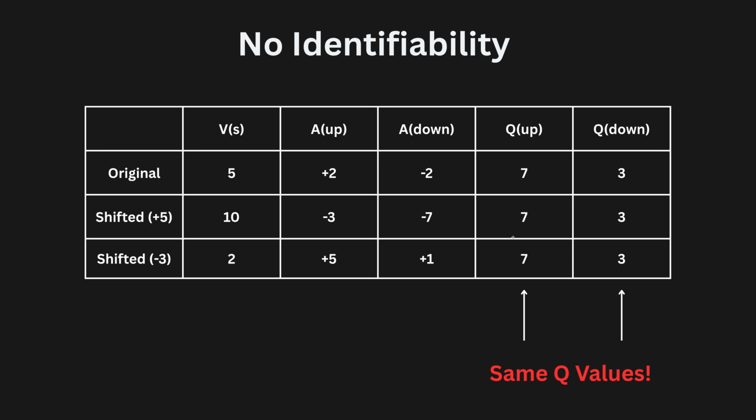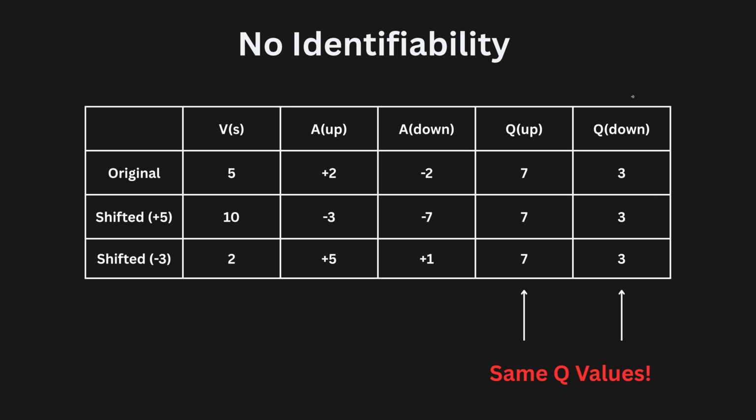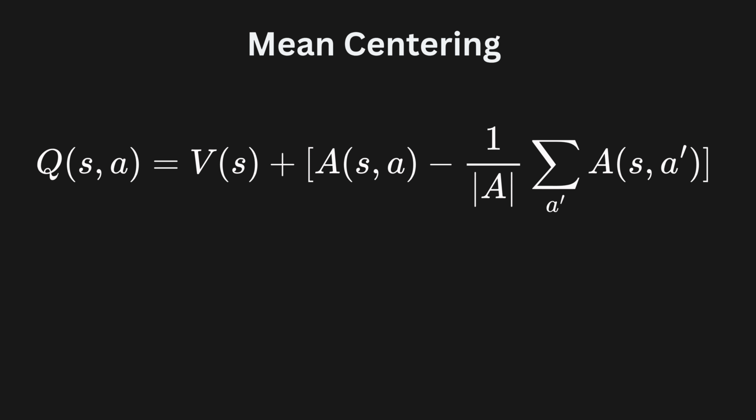This will lead to unstable training because the neural network's goal is to predict what is the advantage of the different actions at the state and what is the value, the overall value of this state. But if different combinations of advantages and values give exactly the same Q values in the end, it's not unique. And so this is the non-identifiability issue.